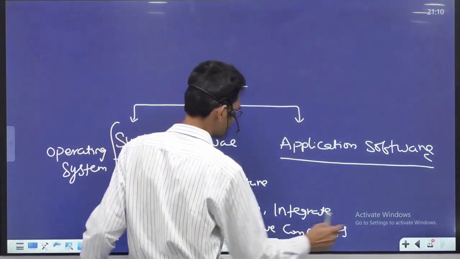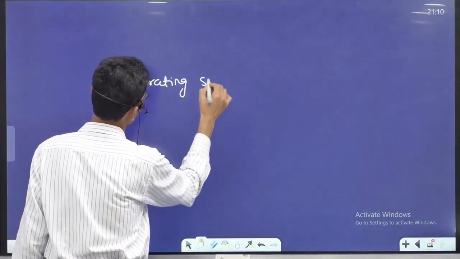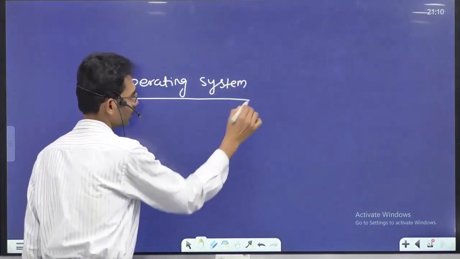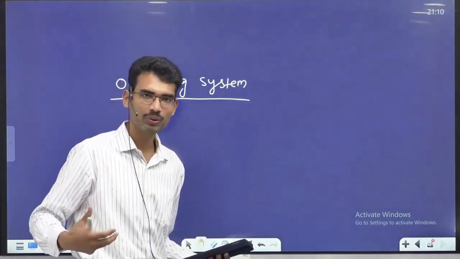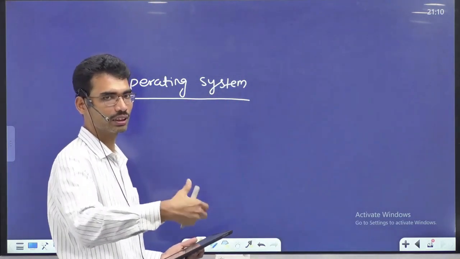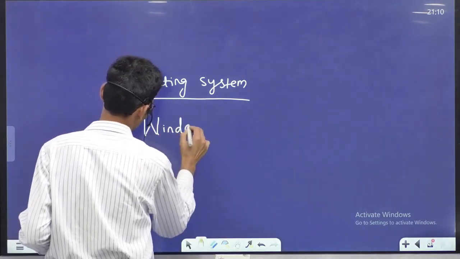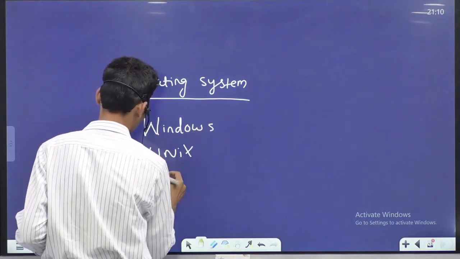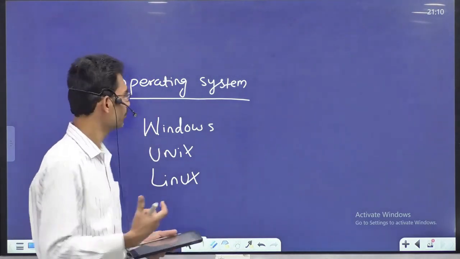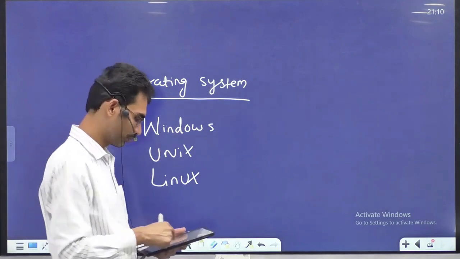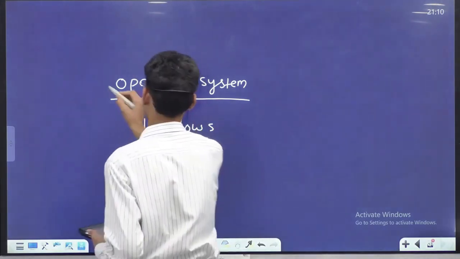So operating system, OS. It operates, it integrates all the computer hardware's input, central processing unit, and output. Windows, Unix, Linux, Apple iOS are examples of operating systems. Now, this is one type of example.